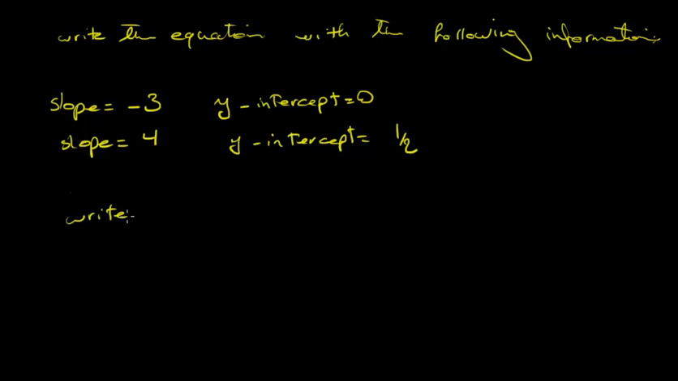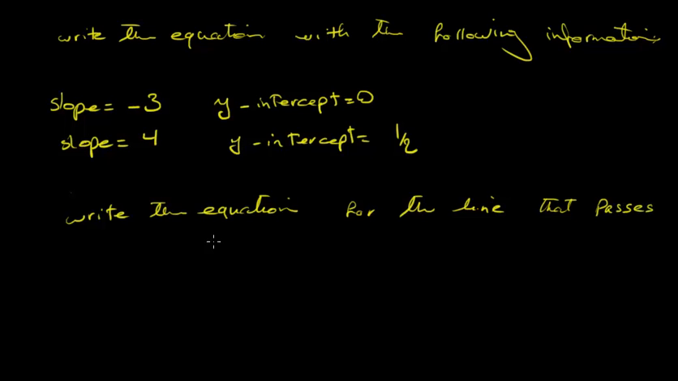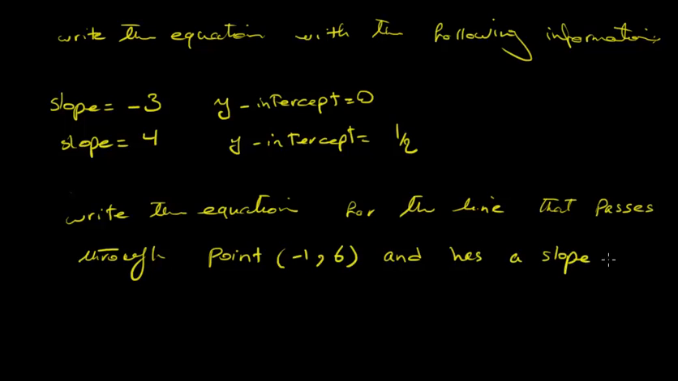Now write the equation for the line that passes through point (-1, 6) and has a slope of 3.